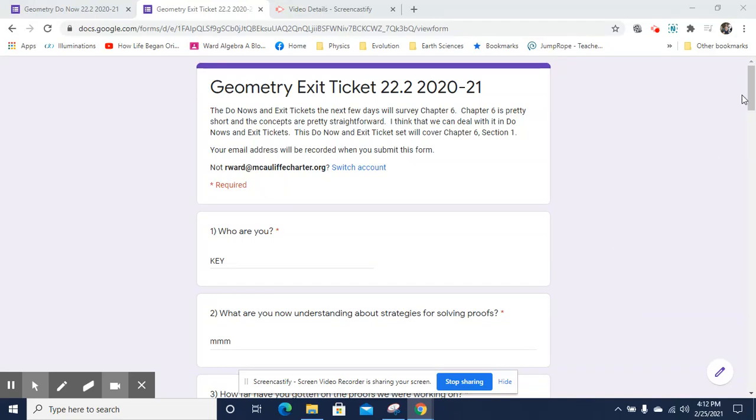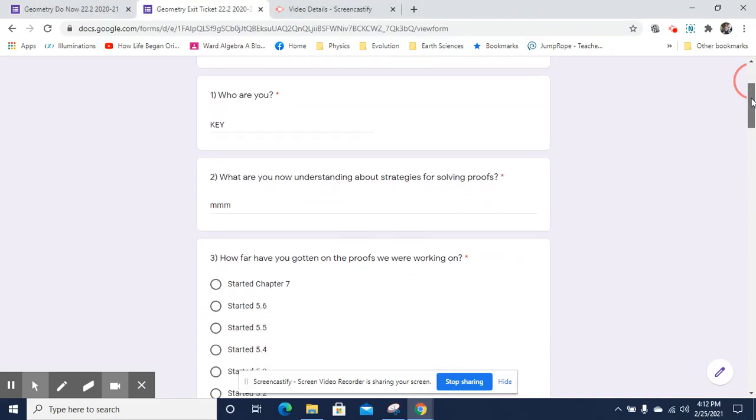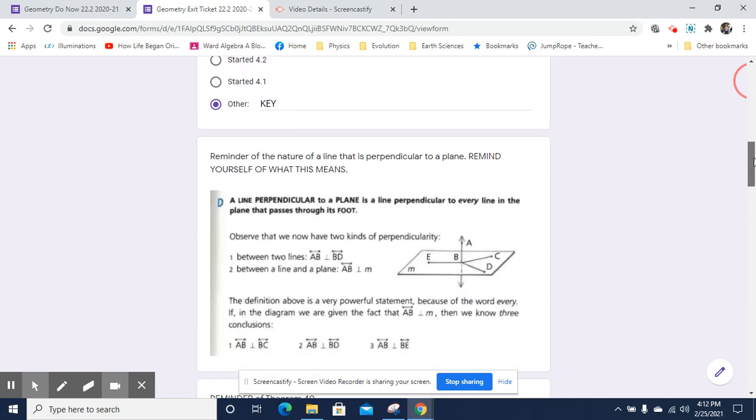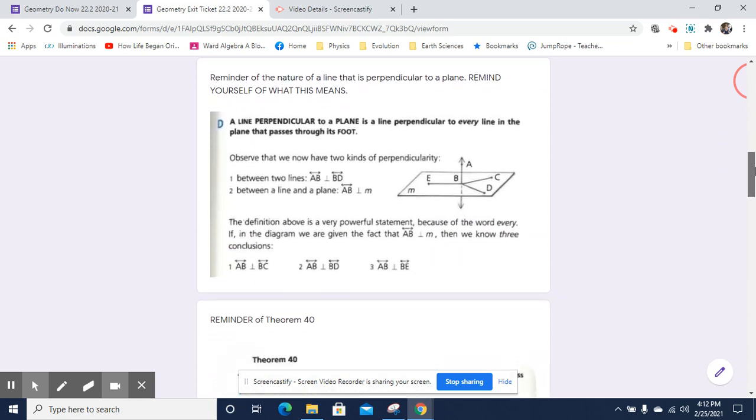Hey, this is Mr. Warden. This is a key for geometry exit ticket 22.2, week 22, day 2. And we'll skip down here to remind you of some key information.